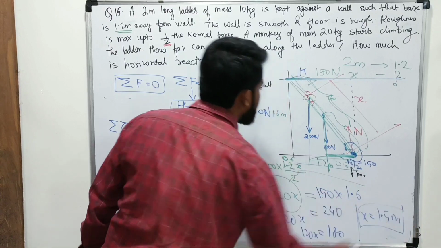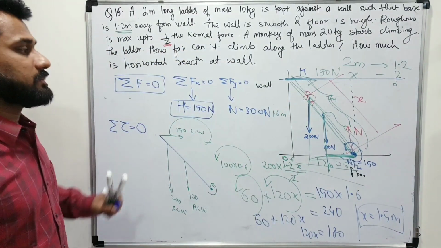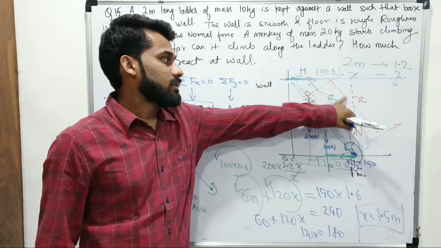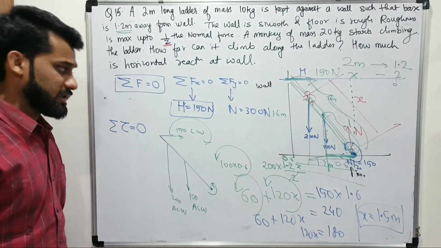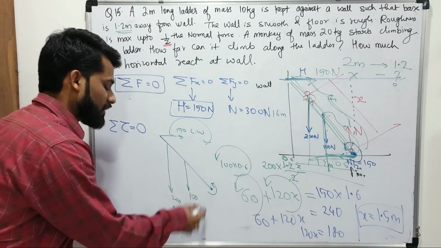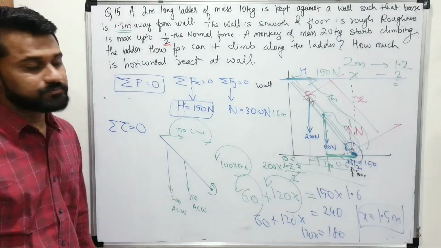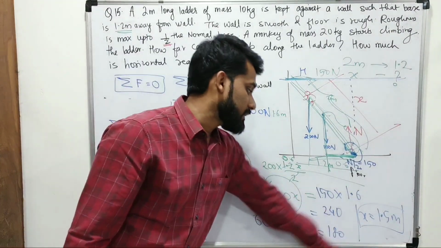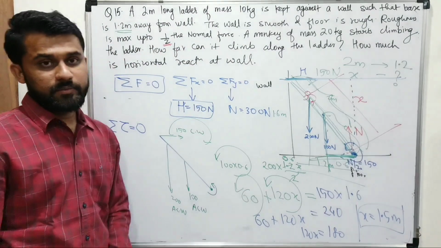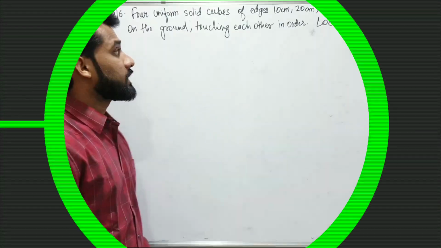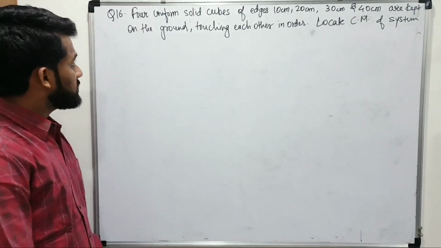The monkey can travel maximum up to 1.5 meters. Because if you go beyond 1.5, this counterclockwise torque will increase and the plank is going to slip further. So the answer for question number 15 is 1.5 meters. Okay, so next question is question number 16.